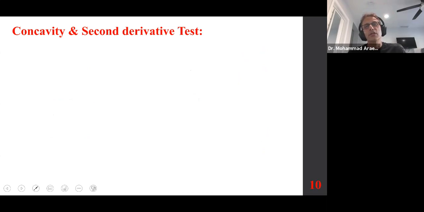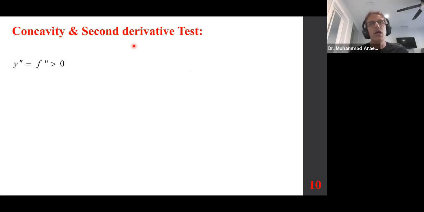Concavity and the second derivative test, those are really two different things. Both of them use the second derivative, okay? The second derivative test gives us half of the information of the first derivative test. That's why we really don't use that for graphing. I will show you, but concavity is a must. Therefore, let's have a discussion on that.